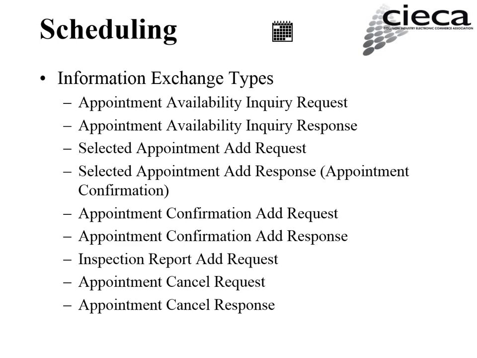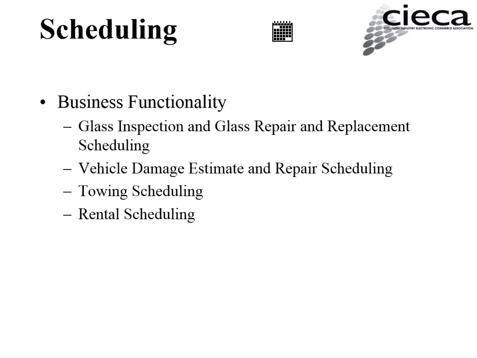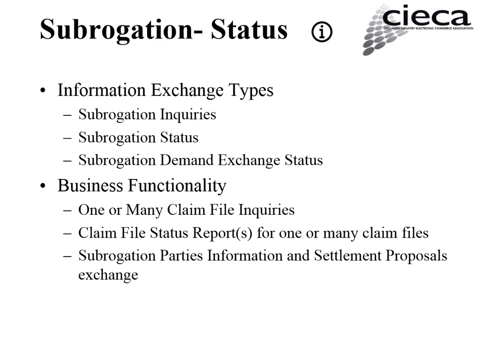But you can see that this is quite a feature-rich set of scheduling and appointment messages. It includes glass inspection, glass repair and replacement, vehicle damage imaging, vehicle damage estimate and repair scheduling, towing, and rental scheduling. And towing was one of the new ones added to that.